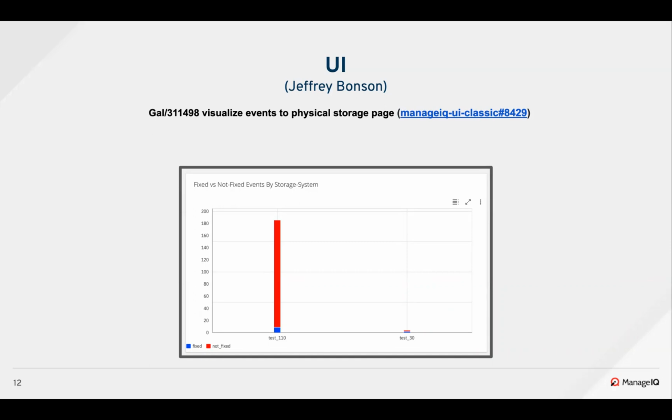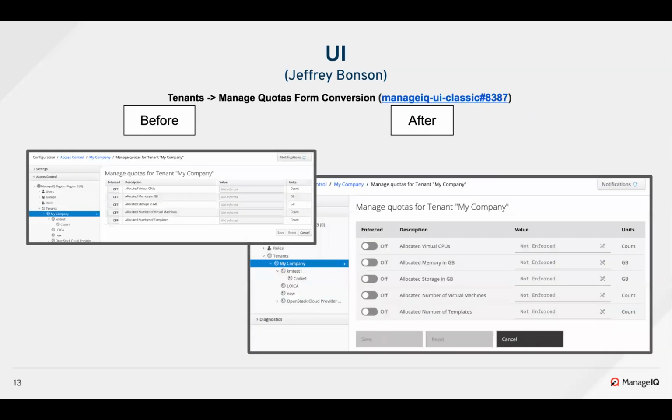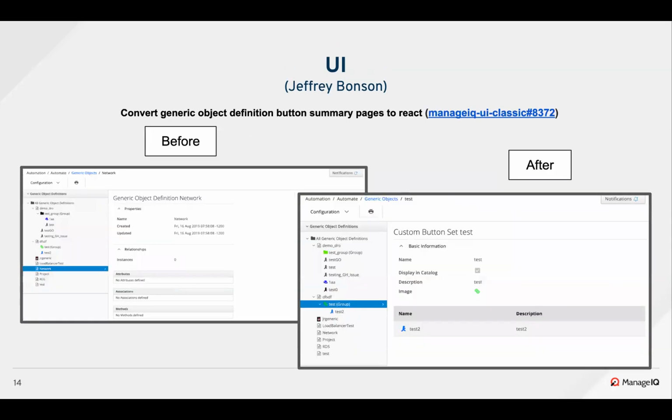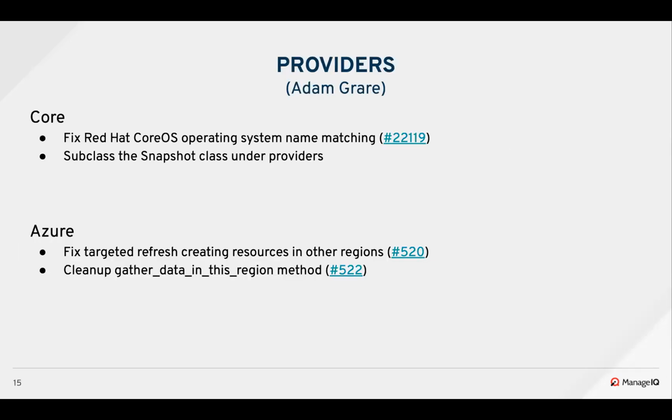A chart was added for the fixed versus not fixed events by storage systems from the AutoST team. The managed quota form was converted from Angular to React by David. This page was also converted from HTML to React by Gilbert. Next slide. Yeah, over to Adam.